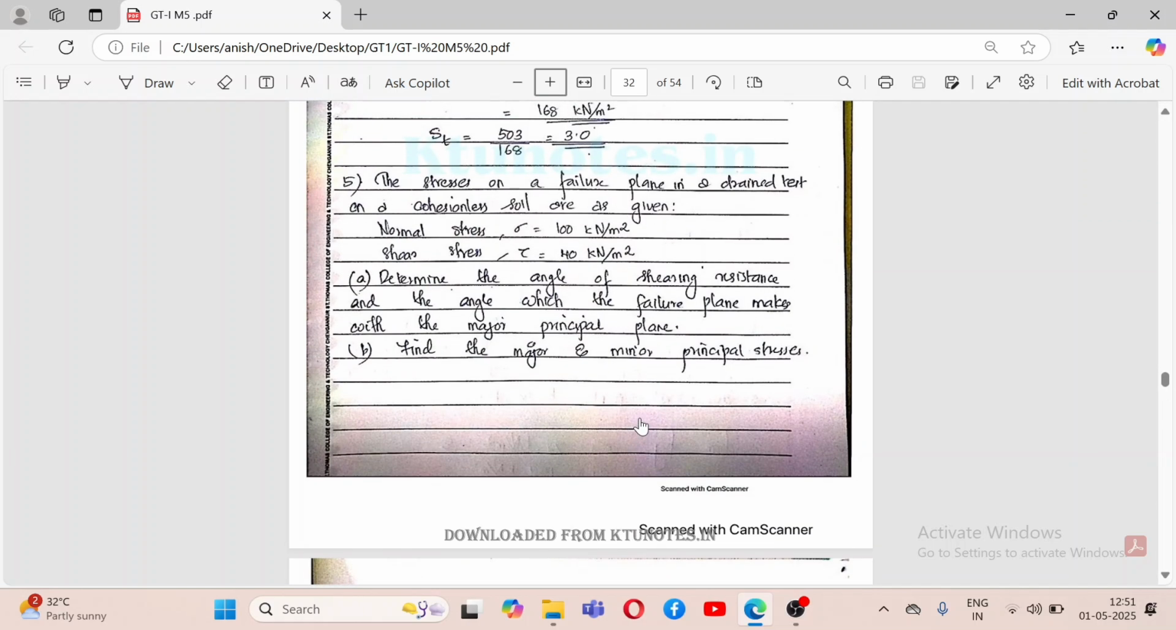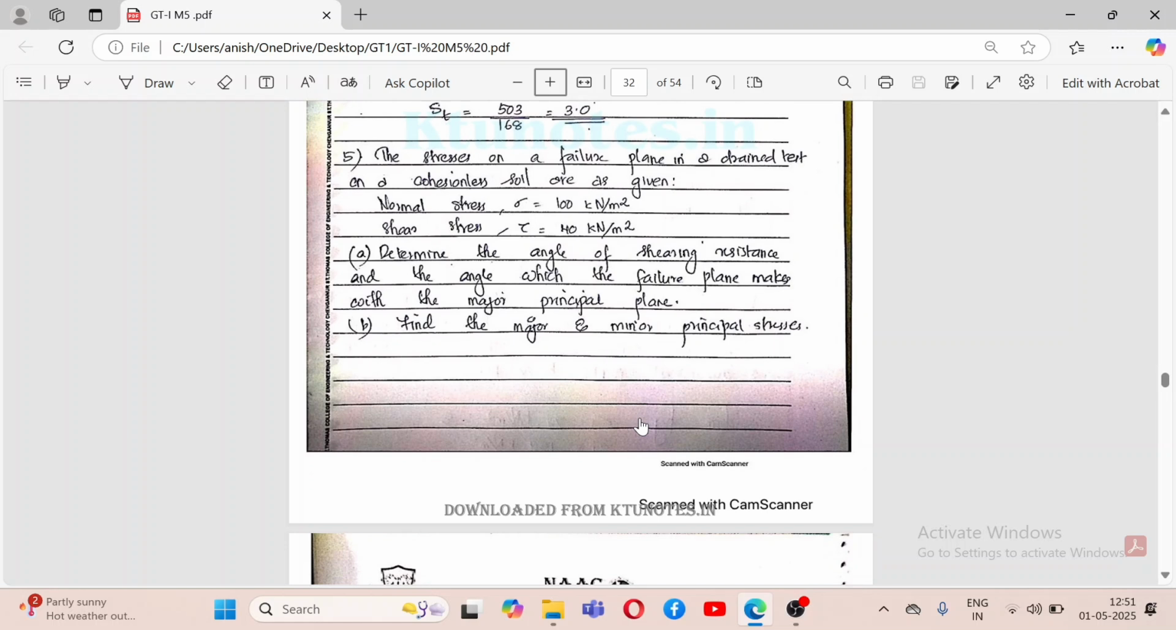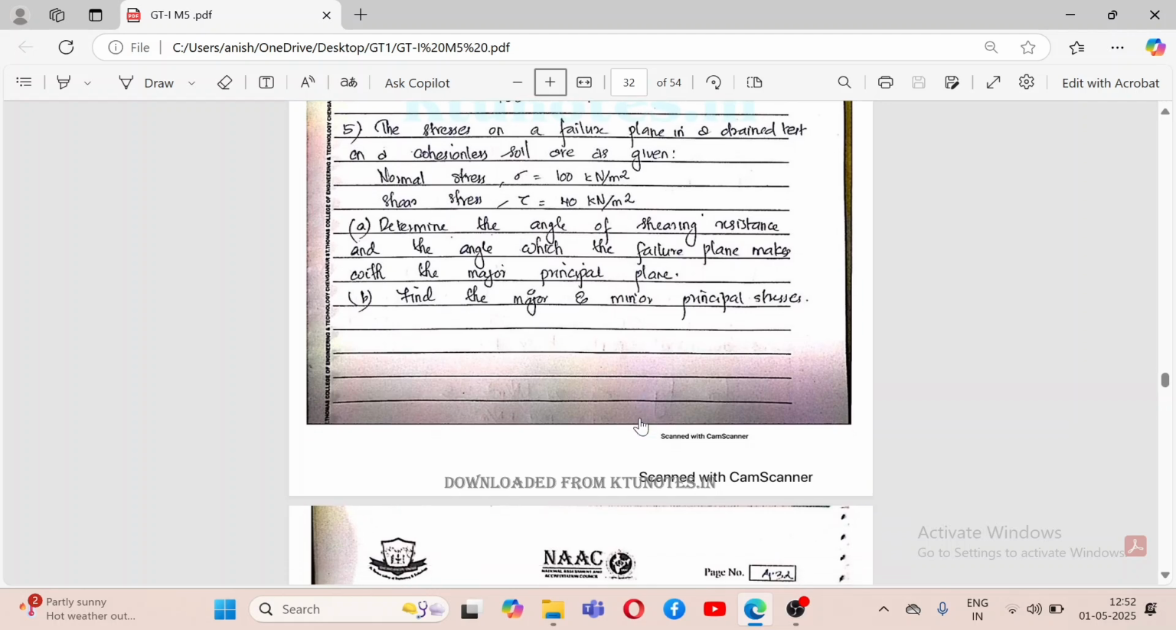Okay, another one. The stresses on a failure plane in a drained test on a cohesionless soil are given. The normal stress sigma is given as 100 kN per meter square, and the shear stress tau is 40 kN per meter square. Determine the angle of shearing resistance and the angle which the failure plane makes with the major principal plane. Also find the major and minor principal stresses. So only two values are given.